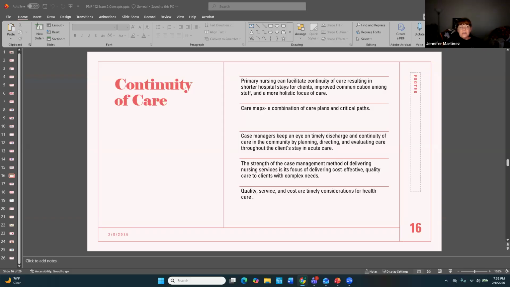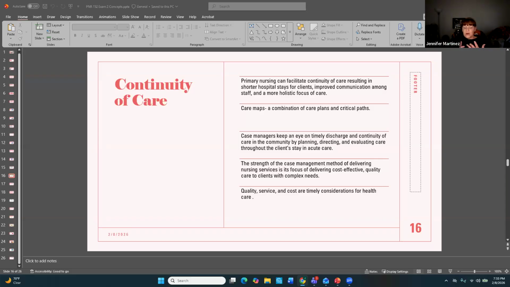Case managers keep an eye on discharge and continuity of care in the community, by planning, directing, and evaluating care throughout the client's stay in acute care. So you go into the hospital, you're admitted, and you'll be assigned a care manager, and that care manager is going to follow you throughout your hospital stay. They also look at the things that you need once you're discharged from the hospital.